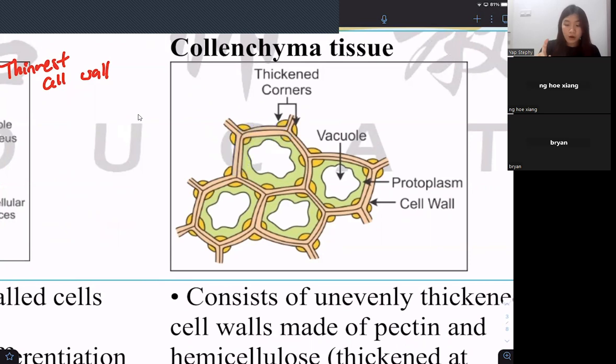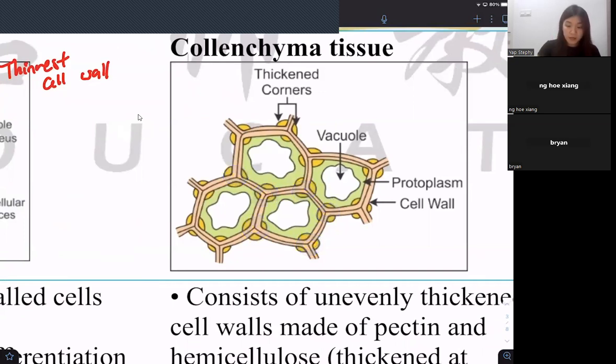And also for the collenchyma, the shape is uneven. You can see the thickness is uneven. Some parts are very thick, but some parts are very thin. Okay, so it's uneven. And also you can see at the corner, this part is very thick. The corner part is the thickest one. This one is for the collenchyma.